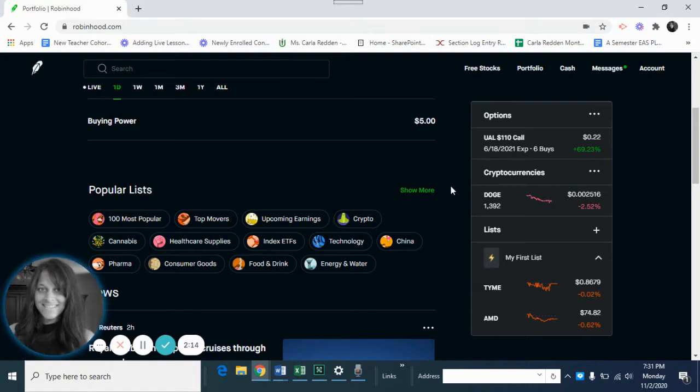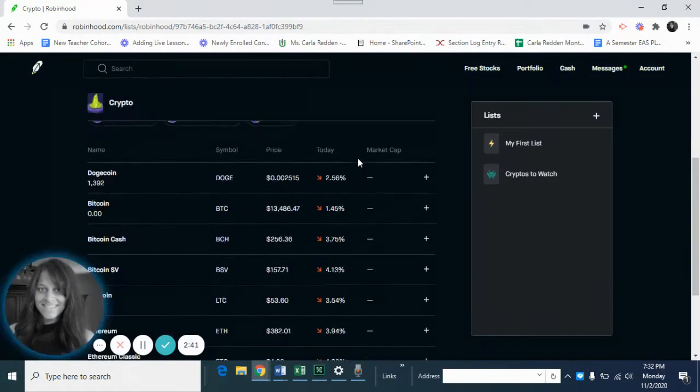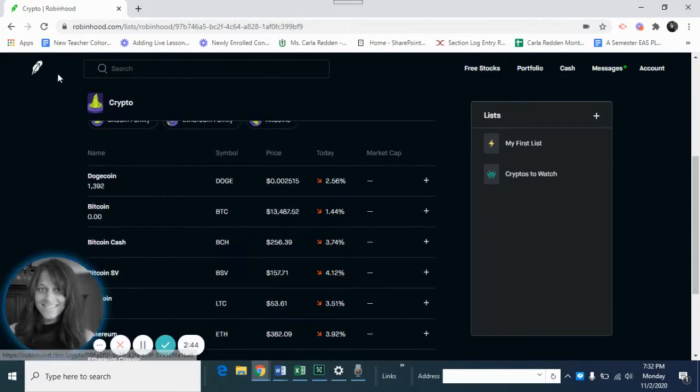Okay. So as I scroll down, you'll notice that they give you popular lists. So basically what people are most likely to search, or possibilities. So you have 100 most popular, top movers, upcoming earnings, crypto. So Robinhood has all of these types sorted for you. You can just click on it and it'll kind of show you. So if I clicked on crypto, it'll show you the crypto market and what's available to trade in the crypto market. So here I'm going to go back.